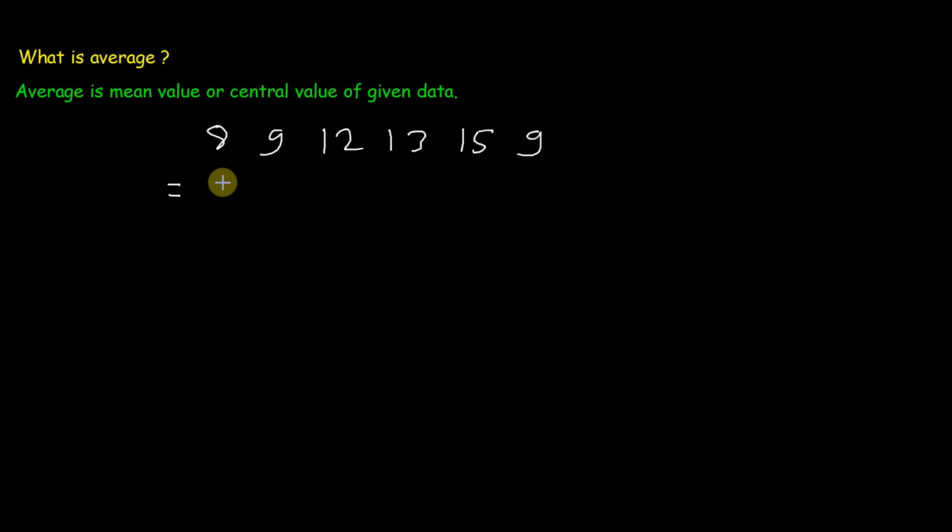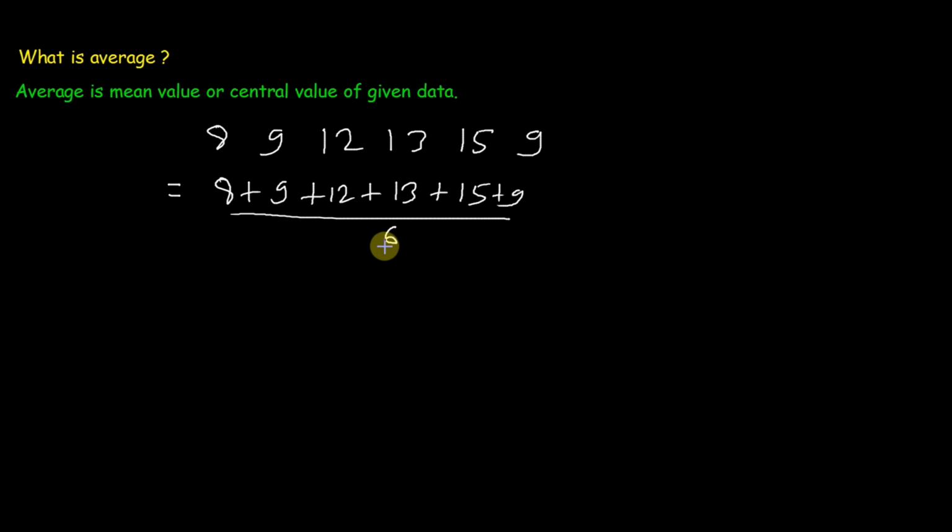of given numbers. 8 plus 9 plus 12 plus 13 plus 15 plus 9, divided by 6, because we have a total of 6 numbers. The addition of these numbers is 66, and divided by 6, which is equal to 11. So that means the average of these 6 numbers is 11. So the formula for average is the sum of all given values divided by the total count of values.